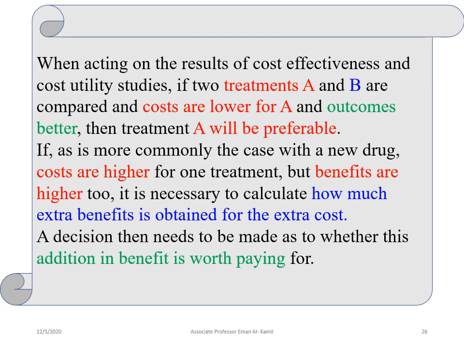When acting on the result of cost effectiveness and cost utility studies, if two treatments, for example A and B, are compared, and the costs are lower for A and the outcome better. Now we have treatment A and treatment B. If the cost of A is lower and the outcome is more or better, then treatment A will be preferable. Although it is more expensive, the outcome is greater, so we will choose treatment A.